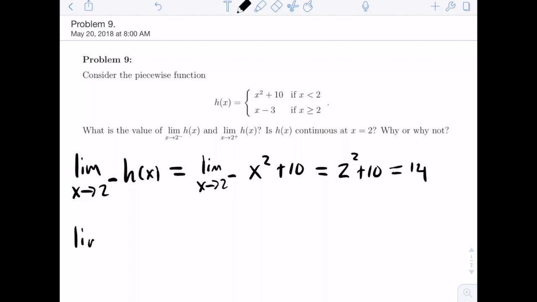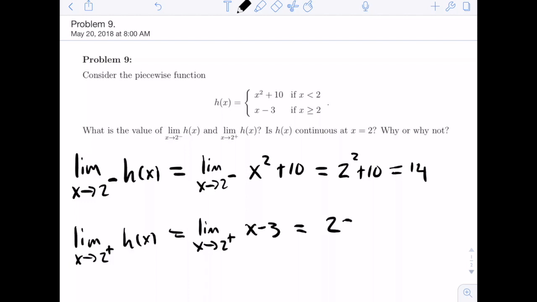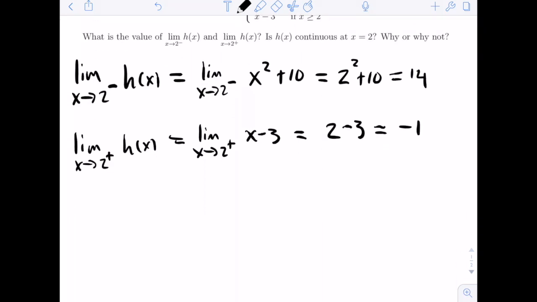Then the right-hand limit, x approaches 2 from the right of h, is equal to the limit as x approaches 2 from the right of x minus 3, because that's the right-hand function now. Since this is a nice polynomial, it's a continuous function, so you can plug it in. So this is 2 minus 3, which is -1. Okay, so we've got that the limit from the left as we approach 2 is 14, and the limit from the right as we approach 2 is -1.